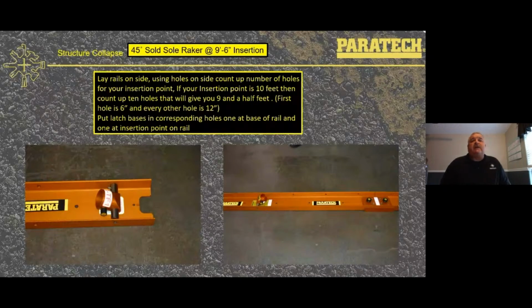Lay the rails on the side. Using the holes, count up the number of holes for your insertion point. If your insertion point is 10 feet, then count up 10 holes. That will give you 9.5 feet, like I just said. First hole is 6, every other hole is 12. Put the latch bases in the corresponding holes, 1 at base of rail, 1 at insertion point of rail.